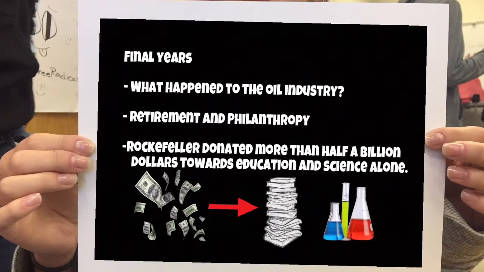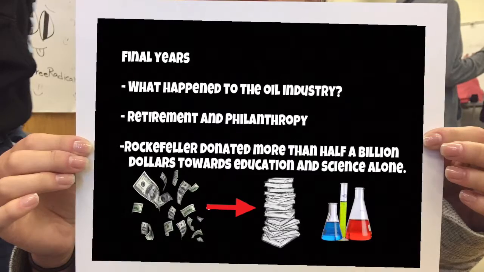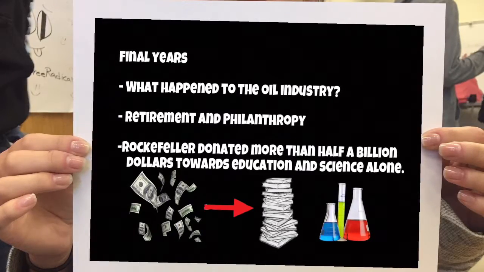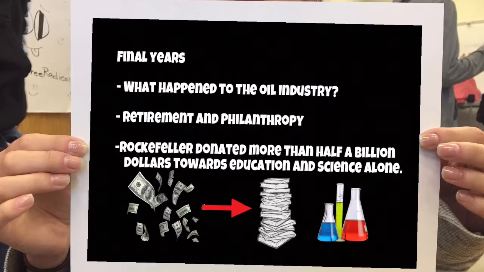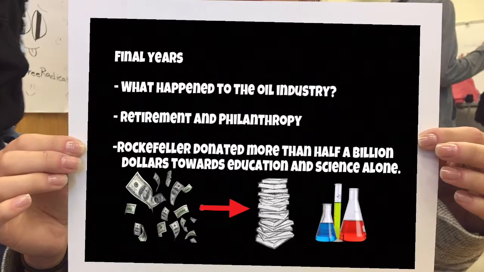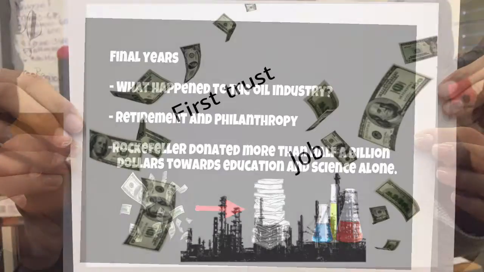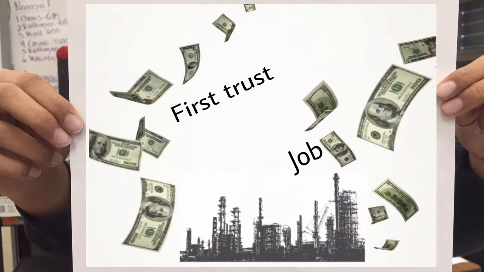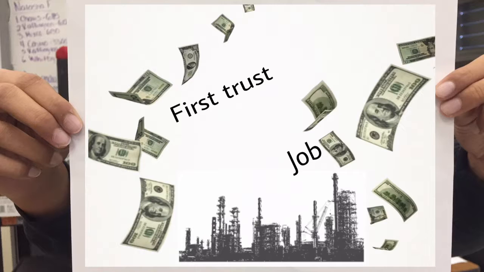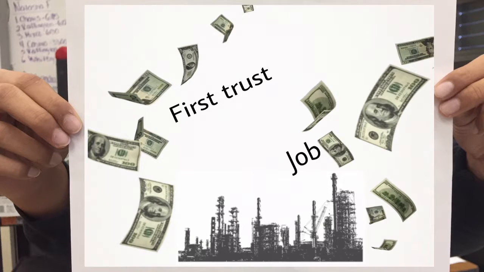Rockefeller donated more than $500 million to various educational, religious, and scientific causes, including funding the establishment of the University of Chicago and the Rockefeller Institute for Medical Research. Development of a yellow fever vaccine and the successful eradication of hookworm disease in the United States.